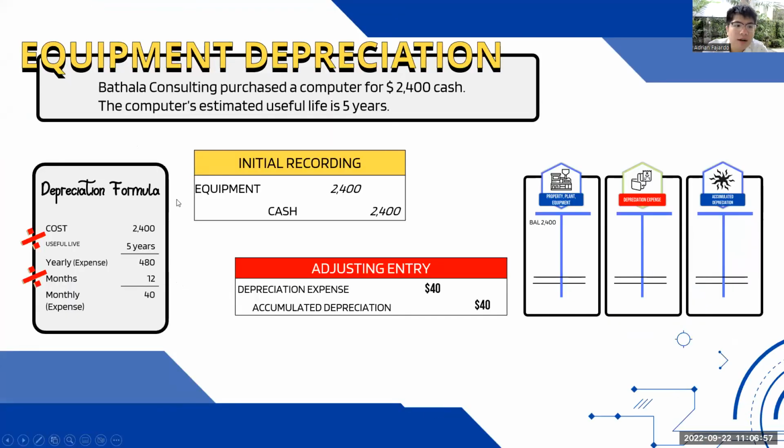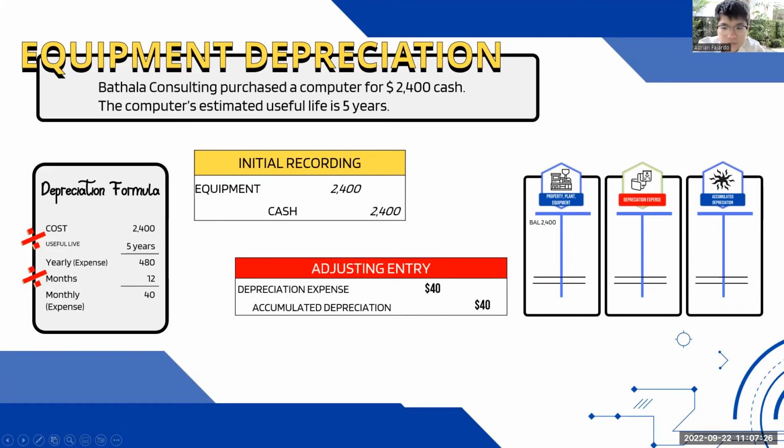And therefore, how do we solve for depreciation? I showed you one way, but this is another way. You look at the cost, and then you identify what is the useful life. So 5 years, right? So 2,400 divided by 5 would be 480 in yearly expense. Pero again, we're in March 31, only 1 month is consumed. So 480 divided by 12 is equal to 40. So same pa rin, right?